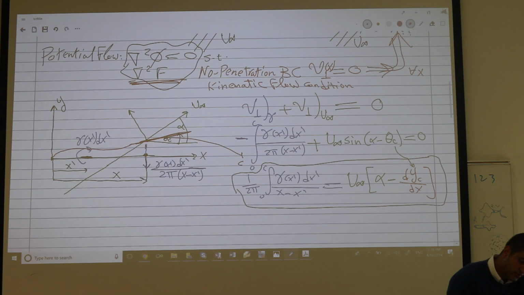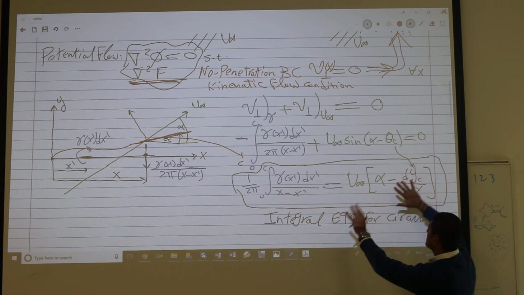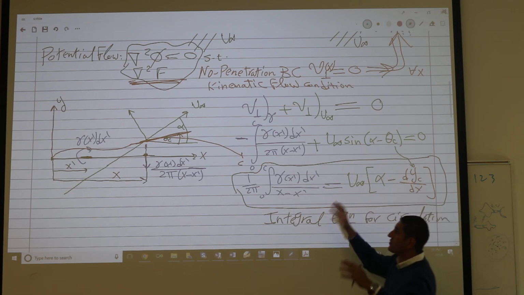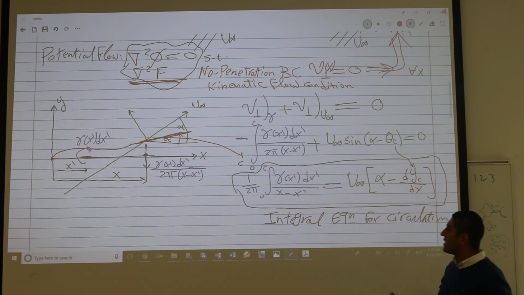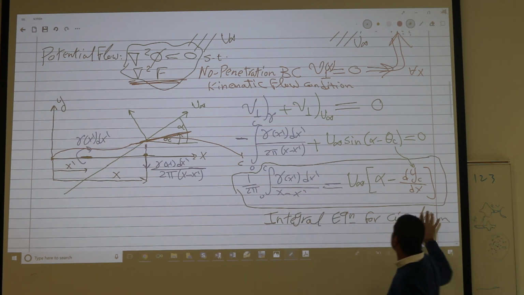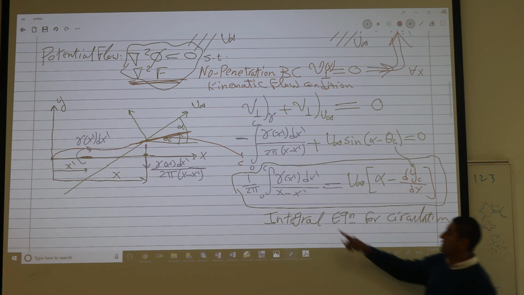This is what? As you expected, Leo, this is an integral equation for circulation. It will always be like this. Even in unsteady flow, even in three-dimensional flow, it will always be similar to this picture. An integral equation for circulation. As long as you're using the method of singularities, you're throwing a bunch of continuous singularities in your domain, you'll always get an integral equation for circulation. Okay? Circulation distribution. This is the unknown.